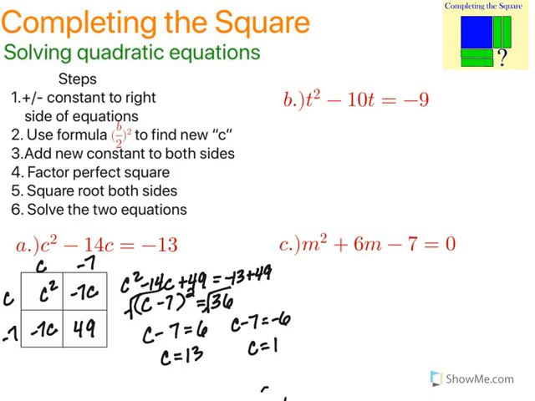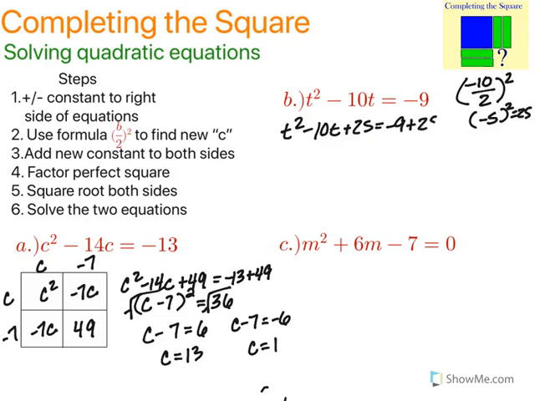So here we have t squared minus 10t is equal to negative 9. Our first step is to move the constant to the right side, which is already done for us in this case. Now our next step is to find the new value of c. To find our new constant, we use the formula (b divided by 2) squared. So b is negative 10, so I'm going to do negative 10 divided by 2 squared, which would be negative 5 squared, which is 25. So my new constant is 25, and we're going to add this new constant to both sides of my equation.